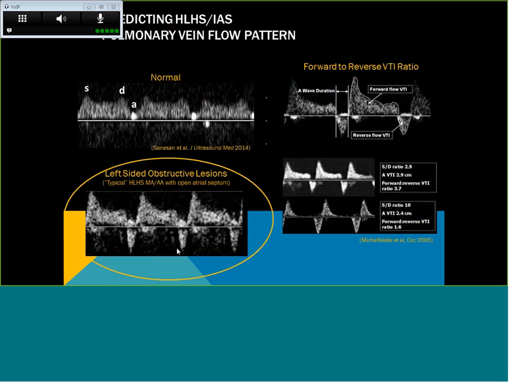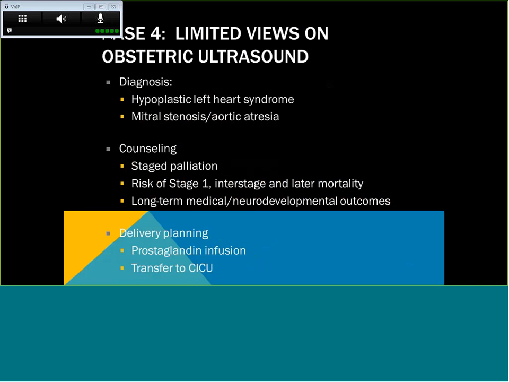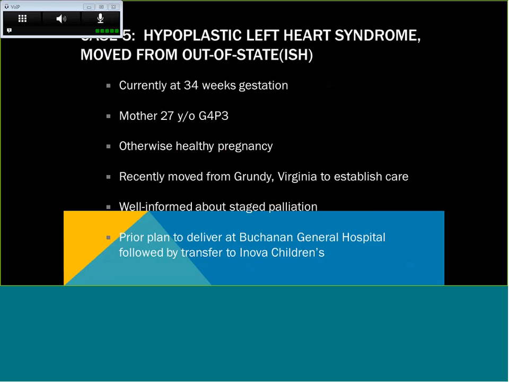I think this particular patient was actually delivered in Fredericksburg, started on prostaglandin, and brought up here completely without incident. So hypoplastic left heart, mitral and aortic atresia. Counseling is for staged palliation. Again, prostaglandin and transfer to the CI. Now, this is a similar patient, but with an important difference.